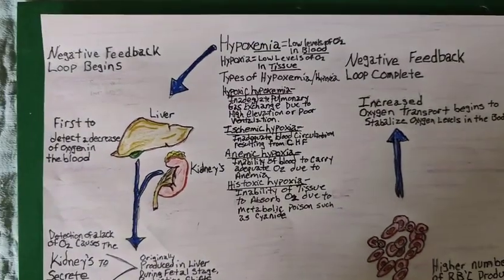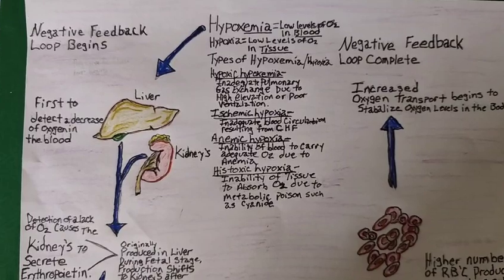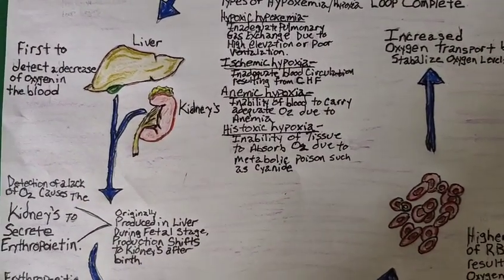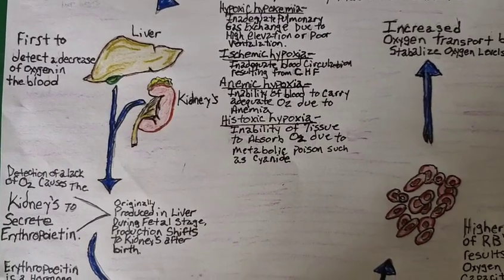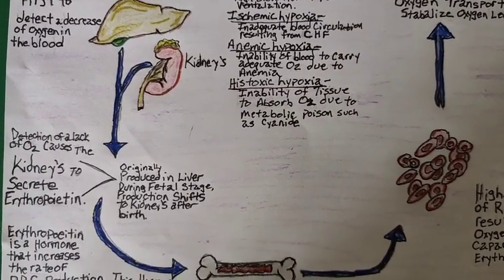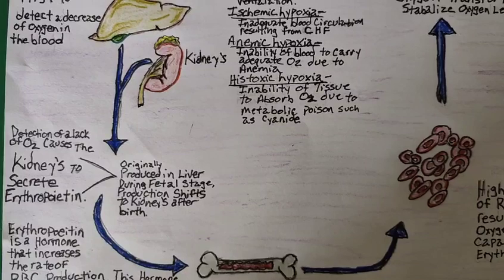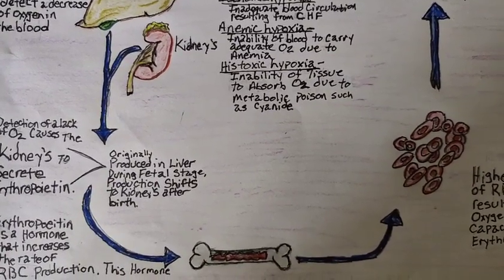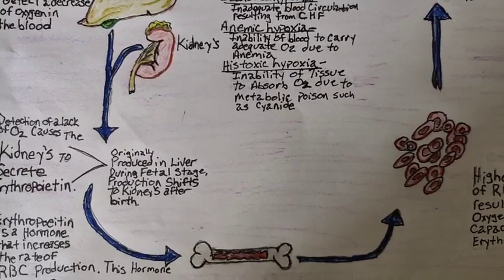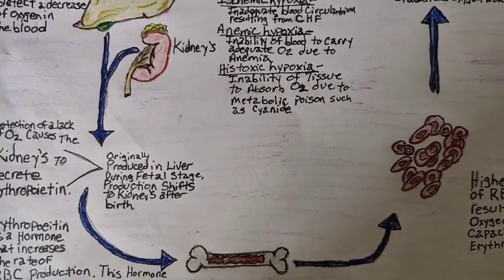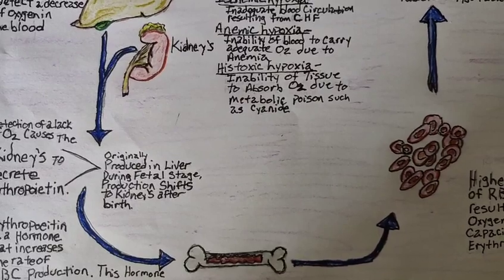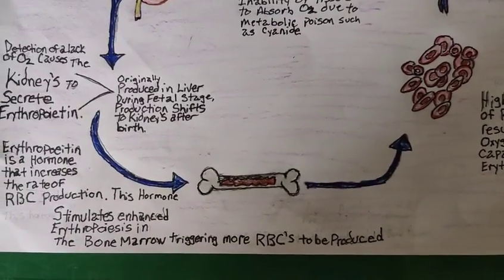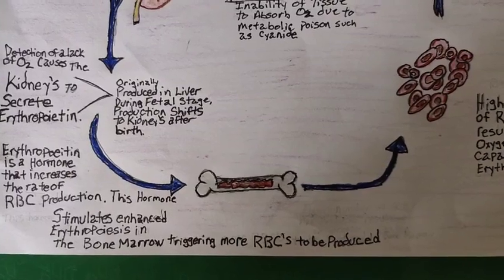Anyway, negative feedback begins when the liver and kidneys detect a decrease in oxygen in the blood. This detection causes the kidneys to secrete erythropoietin. Originally, erythropoietin is produced in the liver during the fetal stages of life, but production shifts to the kidneys after we're born. Erythropoietin is a hormone that increases the rate of red blood cell production.